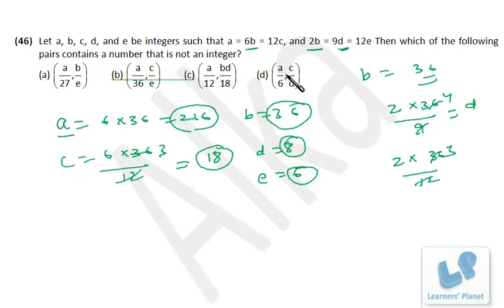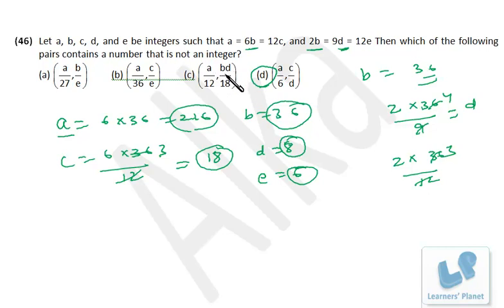Now this is C by D over here. So it's 18 by 8. That's not an integer. So probably D must be the correct choice. A by 6, that's 216 by 6, that is an integer, but C by D is not an integer, so it's containing a part that is not an integer, right?